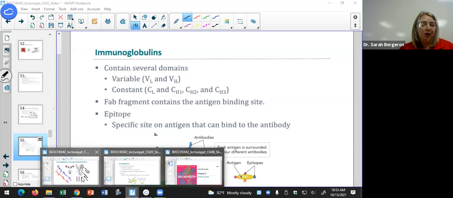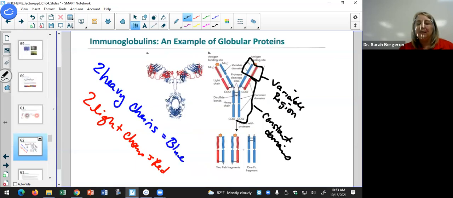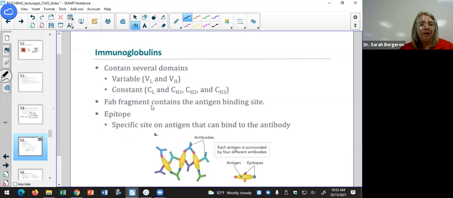So let's look at this real quick. We have a constant light domain right here. There's only one. How many are there in the heavy? 1, 2, 3. So if we go back, there's one light chain constant region, and then there are 1, 2, 3 heavy chain constant regions. See why it's important to look at the structure so you understand what it means?